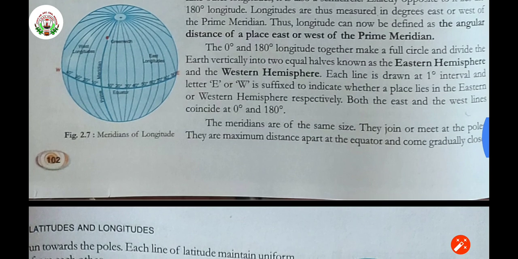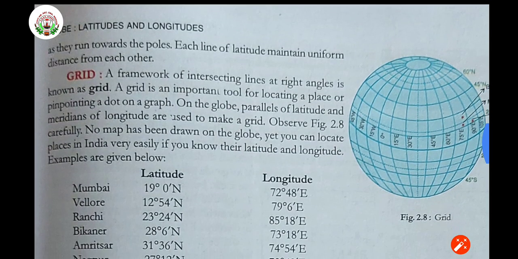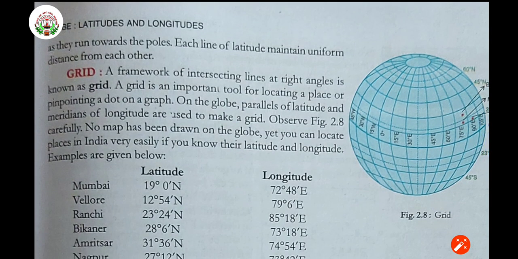Now, meridians are of the same size. They join or meet at the poles. They are at maximum distance apart at the equator and come gradually closer as they run towards the poles. Lines of latitude maintain uniform distance from each other. So longitudes are distributed in the east and west side, latitudes north and south.